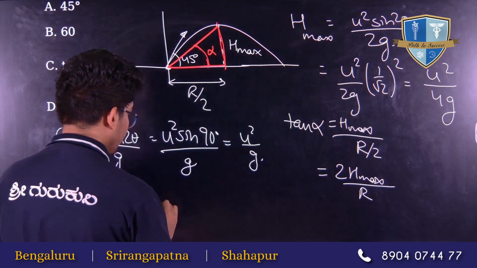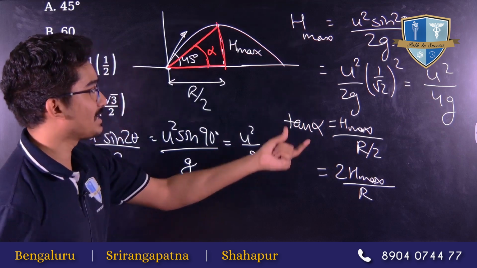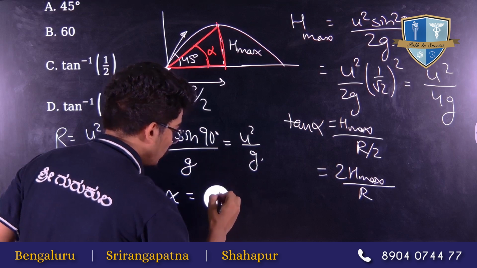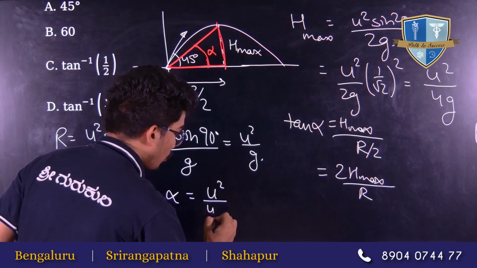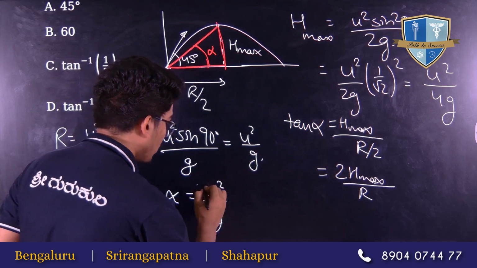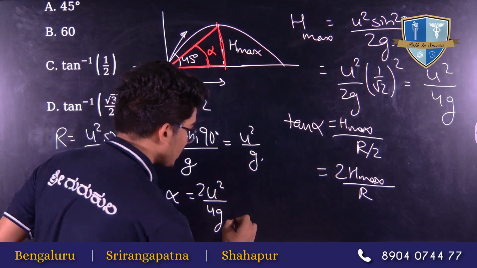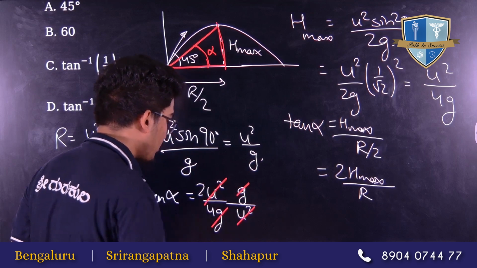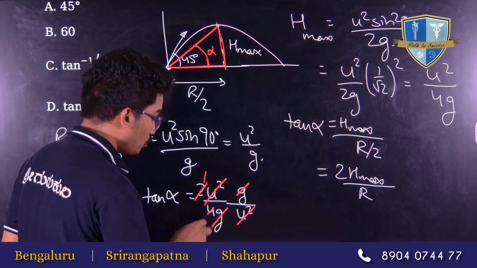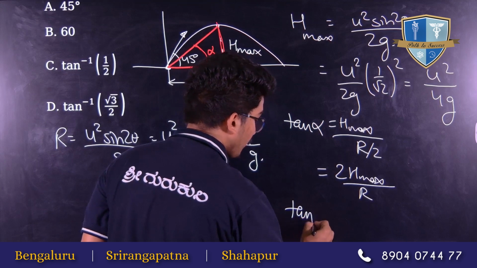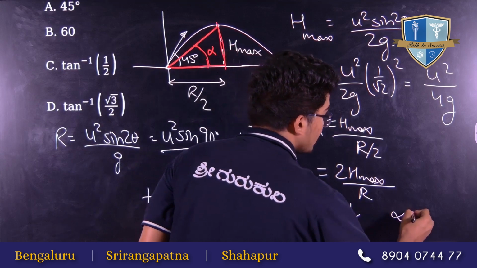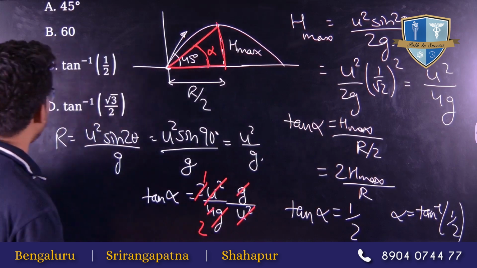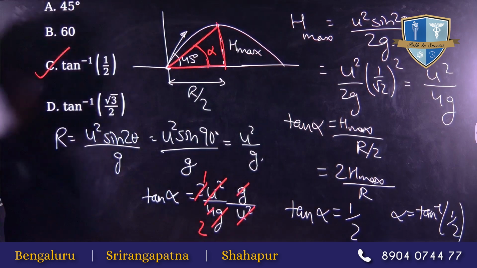So tan alpha is equal to, what is h max? U square by 4g, multiplied by 2. And what is r? U square by g. So divided by u square by g. So this g and u square cancel out. 2 1s are 2 and 2 2s are 4, meaning tan alpha is equal to 1 by 2. Alpha is equal to tan inverse 1 by 2. Any option we have tan inverse 1 by 2? Option C is our correct option.